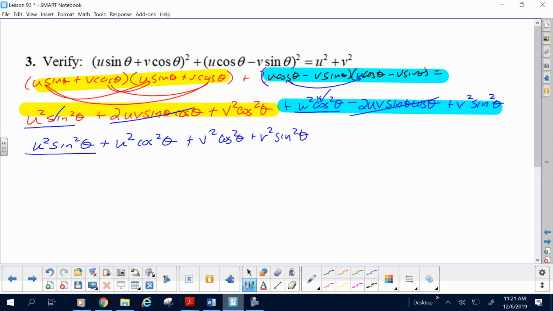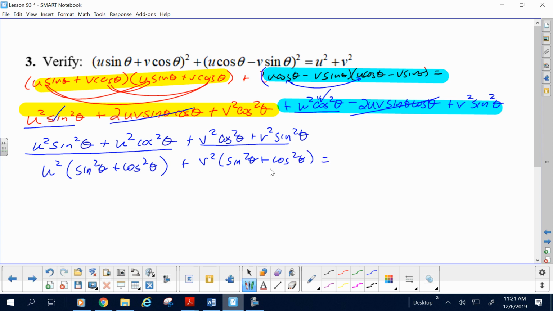Factor out. What here can we factor out? U squared, leaving me with sine squared plus cosine squared. And what here can we factor out? V squared, leaving me with sine squared plus cosine squared. Those are both the same identity. What is that identity equal to? 1. So we get u squared plus v squared equals u squared plus v squared. You good?